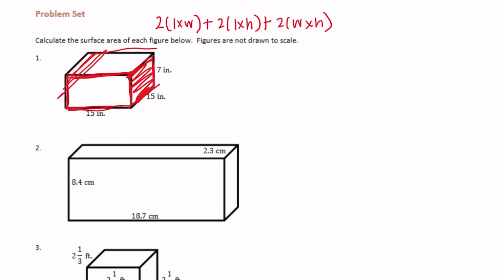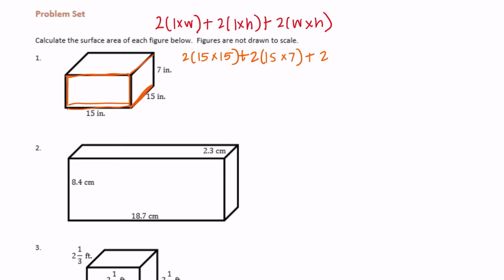All right, so let's get rid of this. Okay, so let's start with length times width. So find the area of the bottom base and the top base. So two groups of 15 inches by 15 inches plus two groups of, oh, we already did the base. Let's do the front and back face: 15 by 7, plus two groups of the sides, which are 7 by 15.